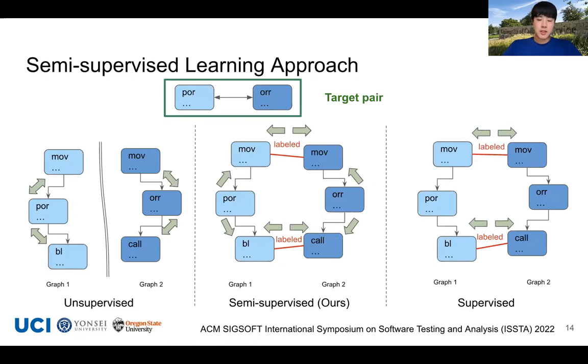In our semi-supervised learning approach, the embedding model learns the semantic alignment between labeled pairs, and the embedding of each basic block is generated by gathering the contextual information from the neighbors of the target basic block. Therefore, during training, aligning the labeled pairs spontaneously leads to aligning the unlabeled pairs.